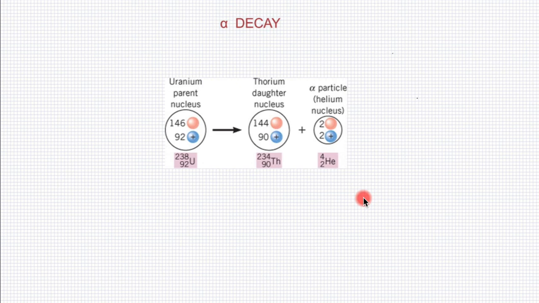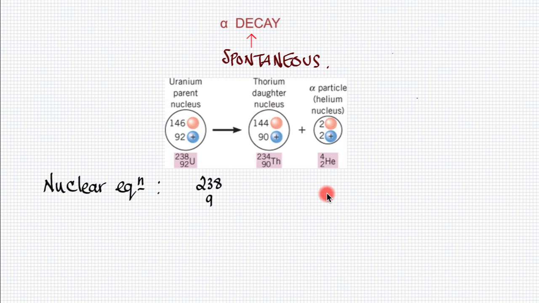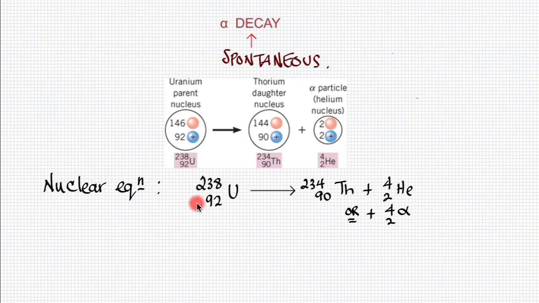So we can summarize this process by writing a balanced nuclear equation. Keeping in mind that this reaction is spontaneous, it happens naturally, we can write our equation and show the reactant, if you like, uranium-238, which represents the parent. It has 146 neutrons and 92 protons, giving us a total of 238 nucleons.